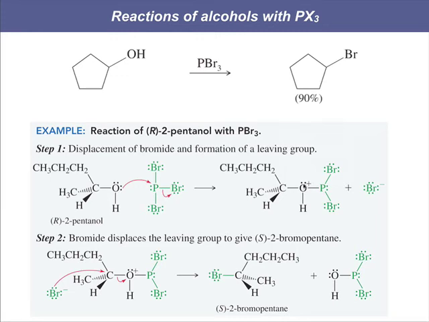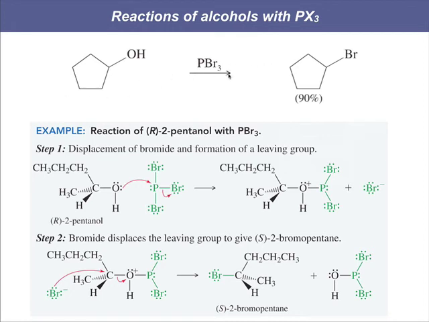That O is positive, which means it wants to take a lone pair back. What happens is the bromide will come on and attack from the back side, do an SN2, and displace the HOPBr2. That means we take an R alcohol, react it with PBr3, and we will get the S bromoalkane. This will always undergo inversion of stereochemistry.